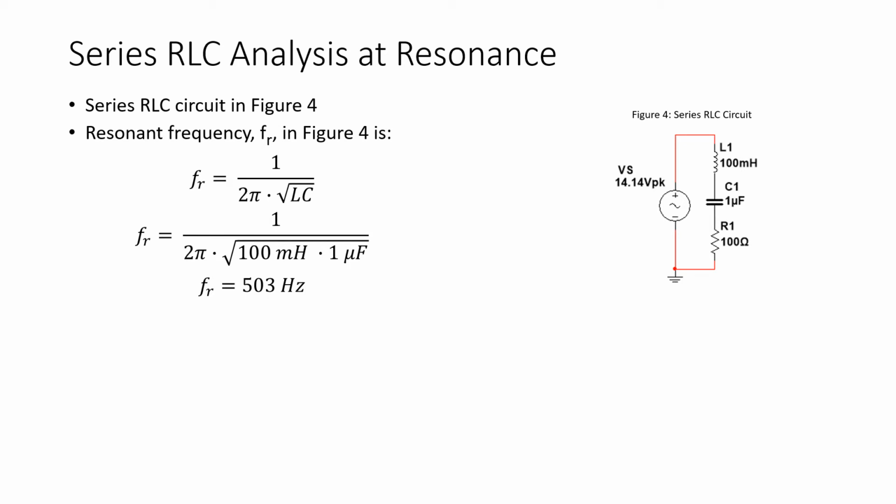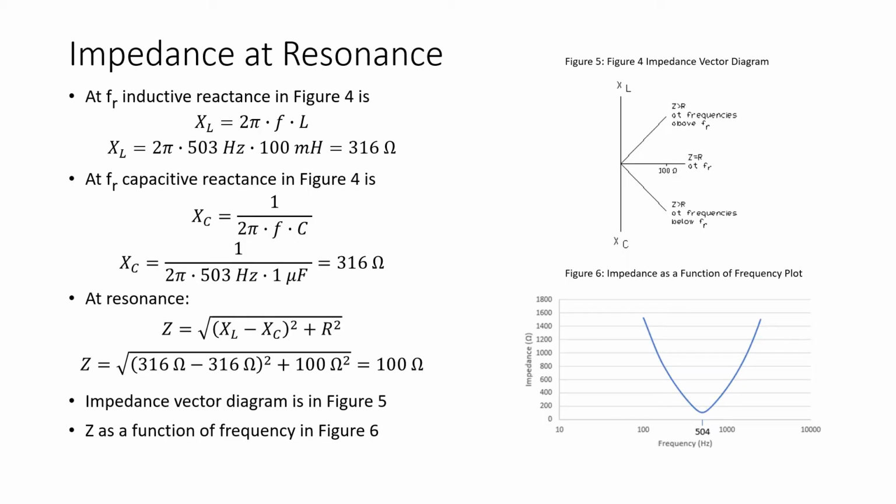So the resonant frequency for the circuit, again, is 1 over 2 pi times the square root of LC. For the circuit of figure 4, the resonant frequency is 503 hertz. Now, at the resonant frequency, the inductive reactance is 2 pi FL, which equals 316 ohms. And at the resonant frequency, the capacitive reactance is 1 over 2 pi FC, which also equals 316 ohms.